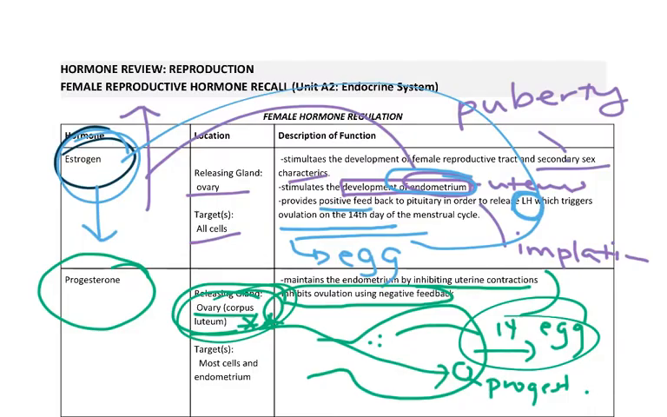But the big thing to understand is that LH is going to help the stimulation of estrogen production. Because if we go back, what does estrogen do? It's going to develop that endometrium. And that's the connection with the LH.